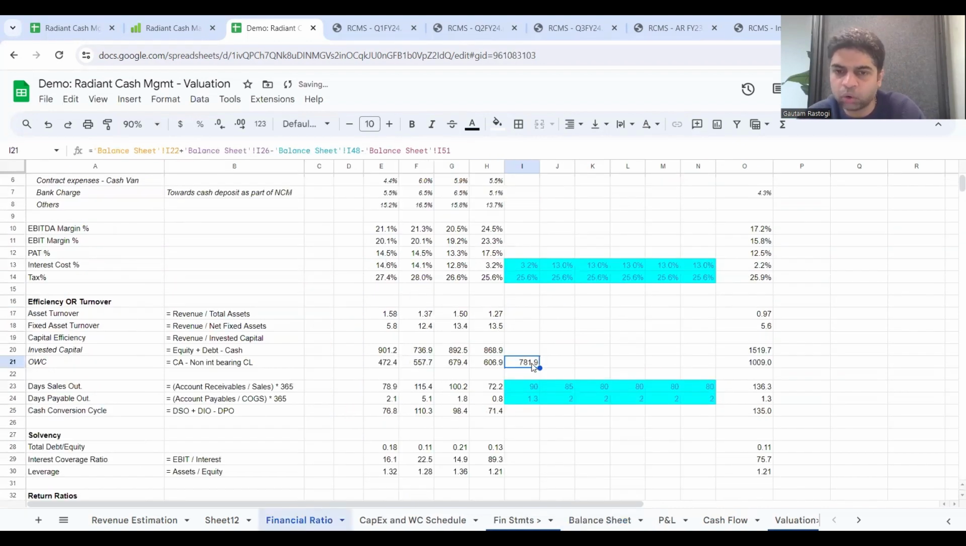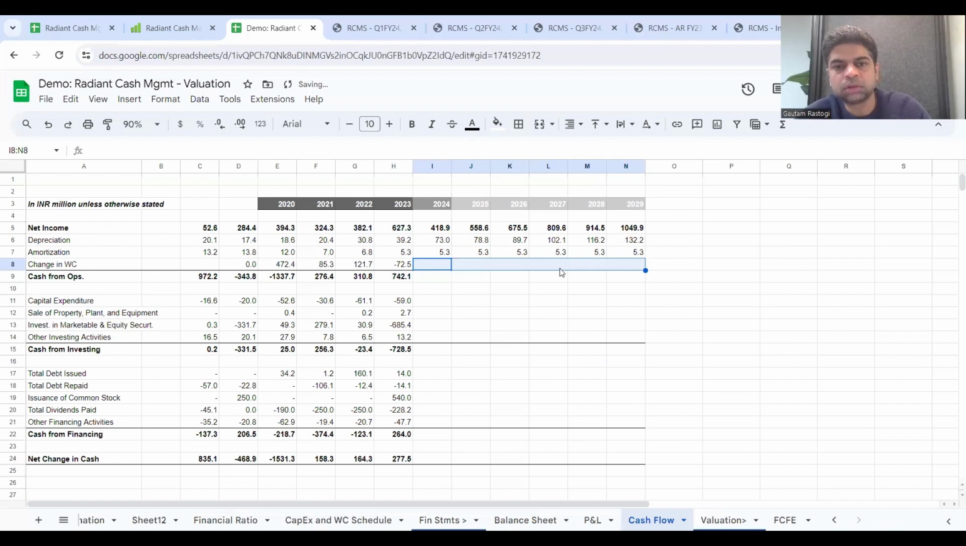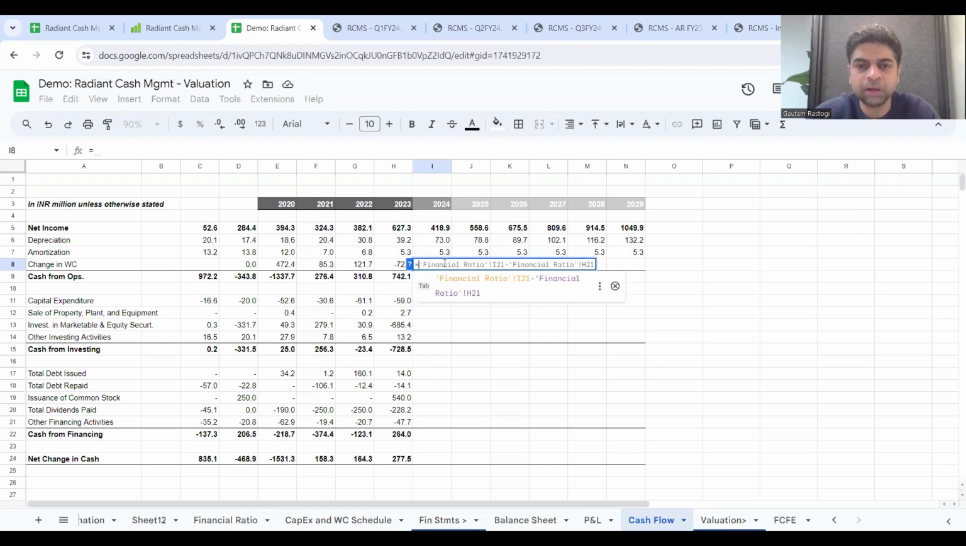तो हमारा हो गया है. So this is our operating working capital: current assets minus non-interest bearing current liabilities. So let's drag it. तो हमारा working capital model हो गया है. Now let's model the change. We have modeled the working capital. Now let's model the change in working capital. It's pretty simple.